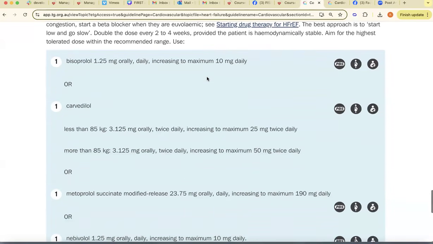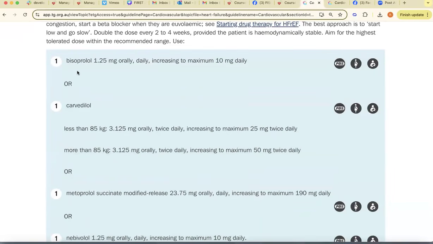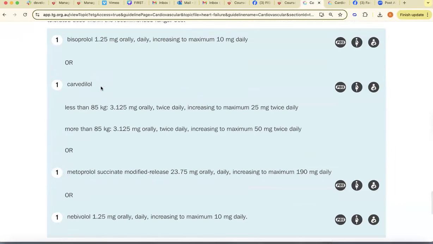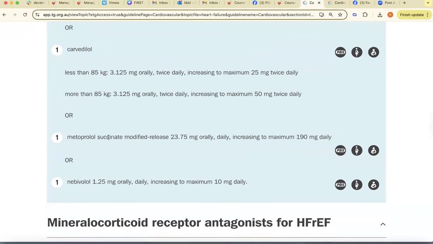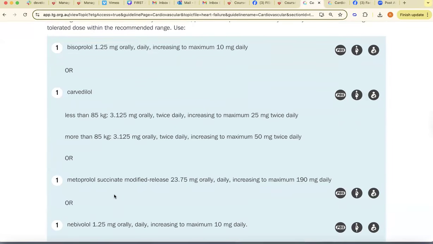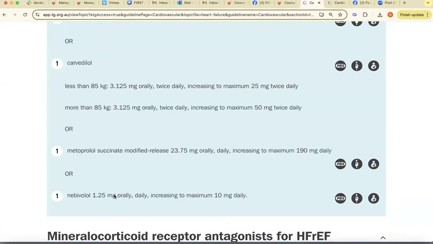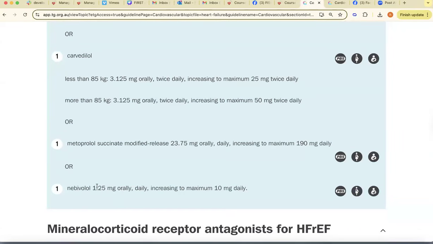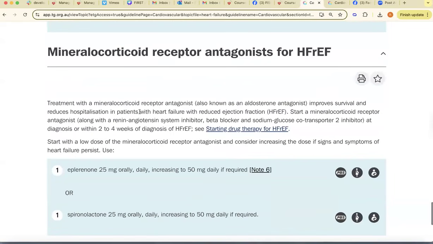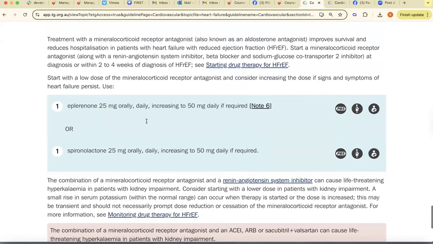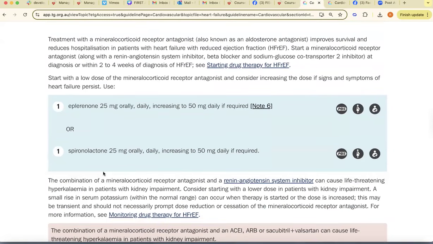The common beta blockers that we use in heart failure patients are bisoprolol, carvedilol, metoprolol, or nebivolol. Please remember these names, because these are the heart failure beta blockers, the specific heart failure or cardioprotective beta blockers. So bisoprolol, carvedilol, metoprolol, or nebivolol. Okay. We know about the MRA, which is the mineralocorticoid receptor antagonist, eplerenone and spironolactone.